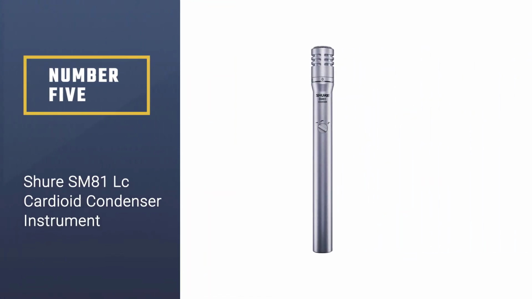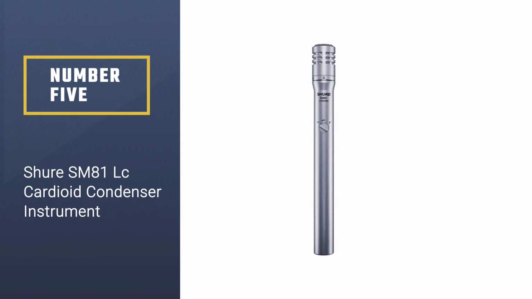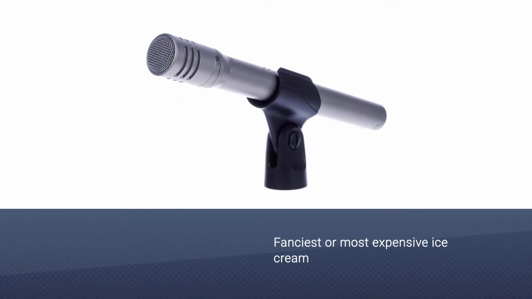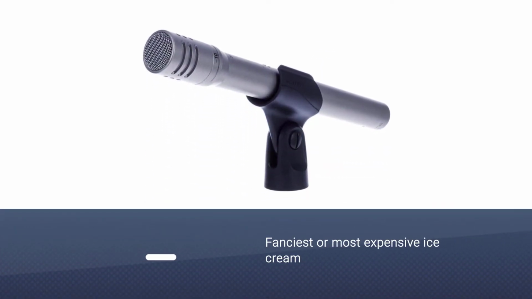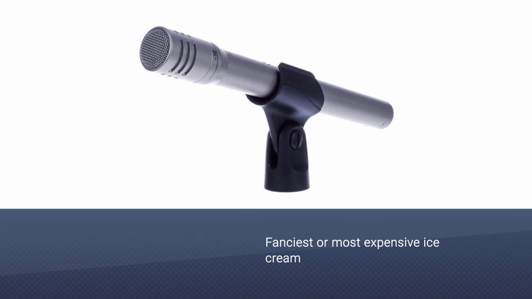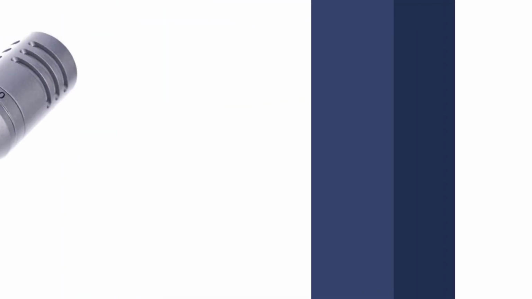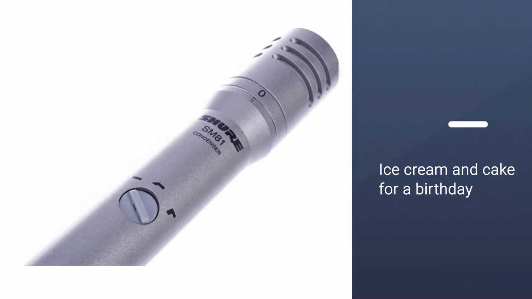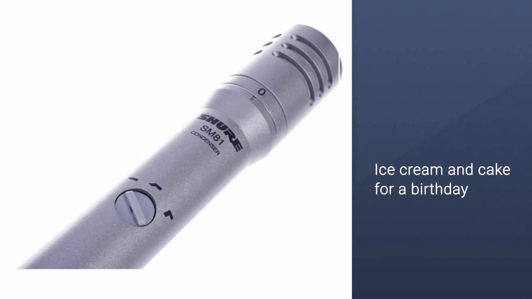Number 5. Shure SM81LC Cardioid Condenser Instrument Microphone. Another model you might want to take into account is this Shure condenser mic if you're interested in a microphone for broadcasting, studio recording, and sound reinforcement. The unit comes with specs that make it ideal for applications that include acoustic instruments such as cymbals and acoustic guitars.